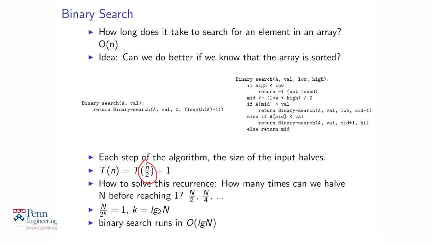Okay, so the number of steps it takes to get the array down to an array of size 1 is that k such that n divided by 2 to the k equals 1. So how many times do you have to divide n? What power of 2 do you have to divide n by in order to get down to 1? And the answer for that is the log base 2 of n. So the running time of binary search is log base 2 of n.